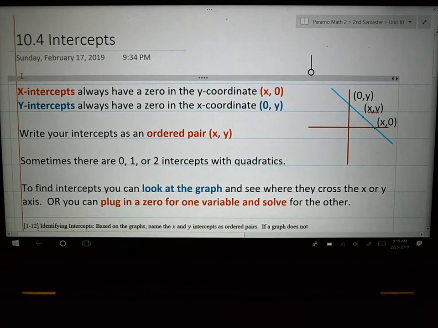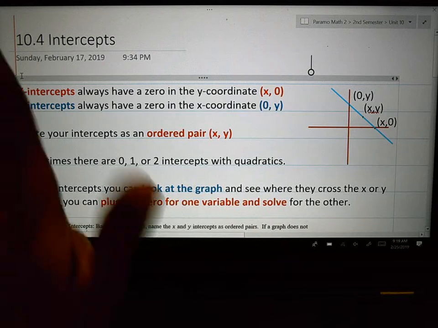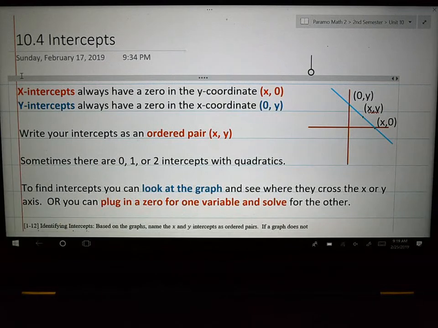In 10.4, we are going to start talking about intercepts. And this concept is something that you covered in Math 1 last year, so it shouldn't be too hard for you. The only big difference is that we're going to be talking about quadratics.